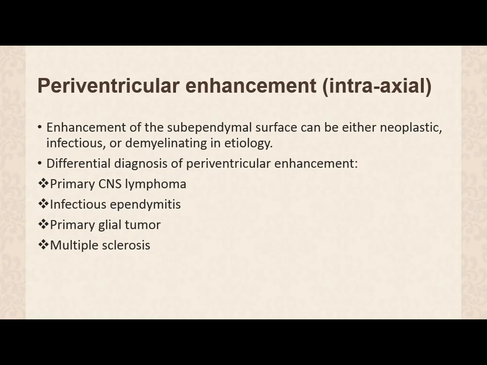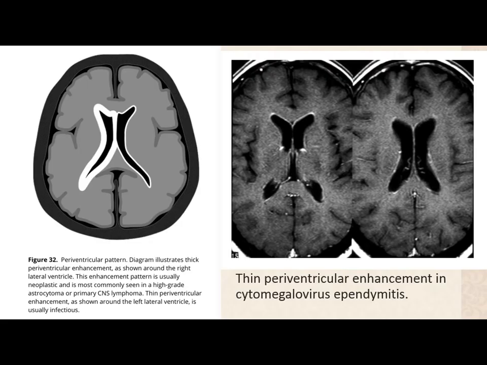Periventricular enhancement is an intra-axial enhancement. What is the differential diagnosis? It includes CNS lymphoma, infectious ependymitis, primary glial tumor, and MS. For example, you can see here, this is the periventricular pattern of enhancement. It can be thin or thick, and you have the differential diagnosis. You can see the enhancement here, periventricular ependymal enhancement.